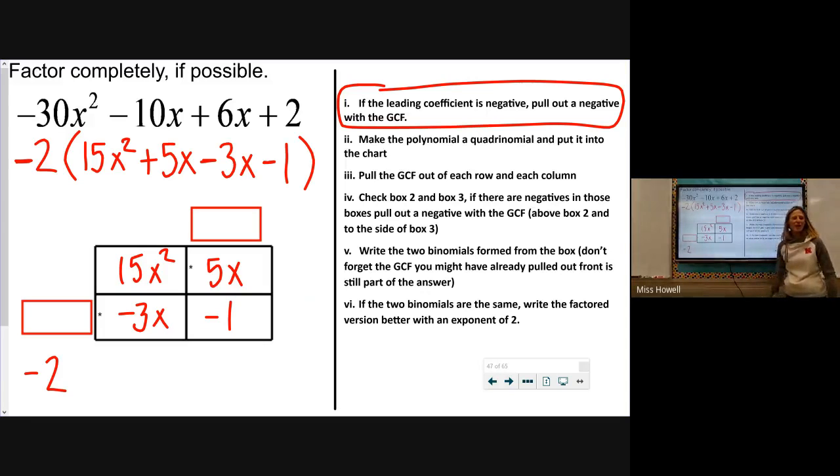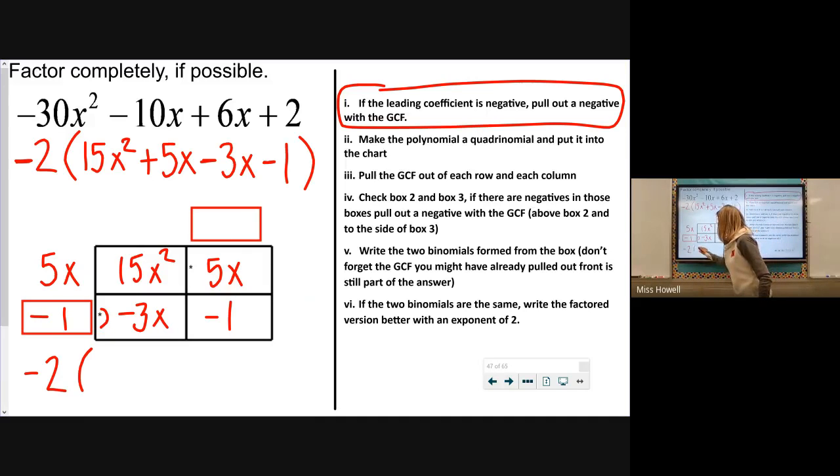Row by row, column by column, let's do our factoring. 15x squared and 5x, they both share a 5, and they both have at least one x. Factor it out. All right, our star block is negative, so this red one's negative. -3x and -1. -1 would be the only thing we could pull out from there. All right, so we have a second factor down here, 5x minus 1.